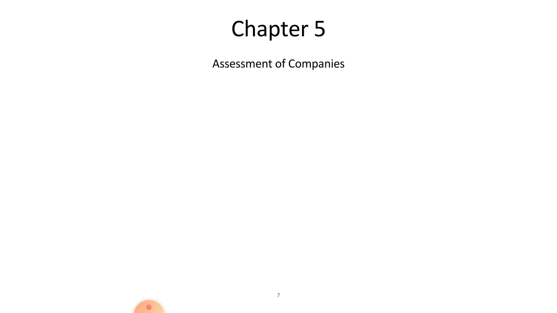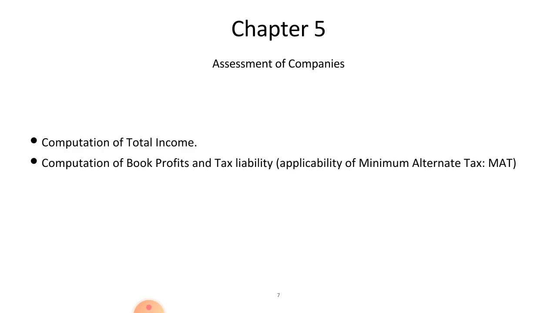Next, chapter number 5, that is assessment of companies. Here in this chapter, you have to study about computation of total income, computation of book profits and tax liability, that is applicability of minimum alternate tax, that is MAT. Next, the last concept of this chapter is taxation of non-resident companies.